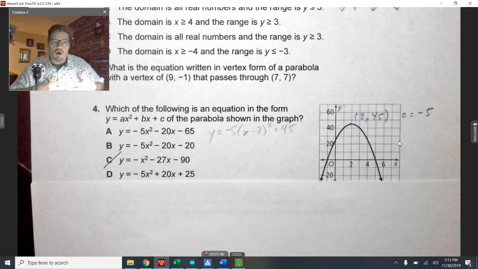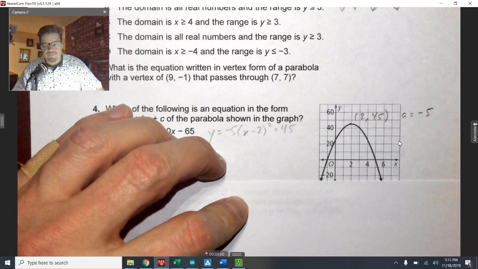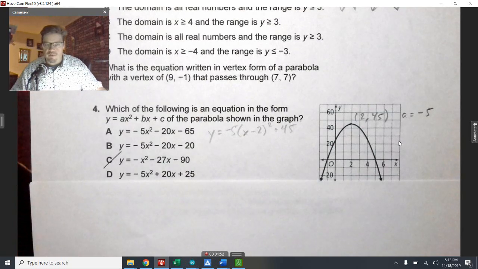Now, remember the long formula that we did? Those of you in third hour did not see this today because you were doing your writing prompt.